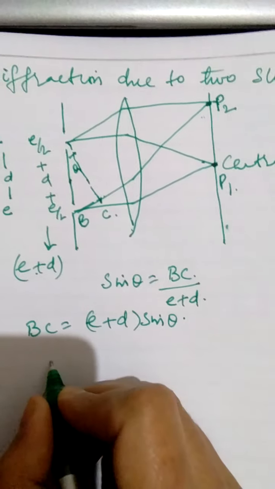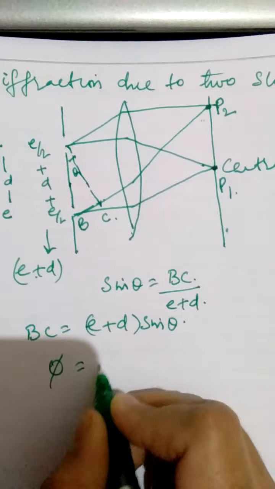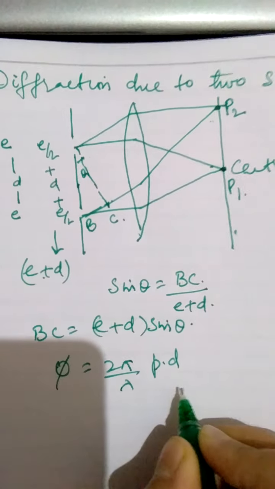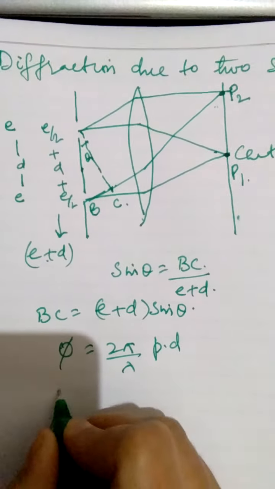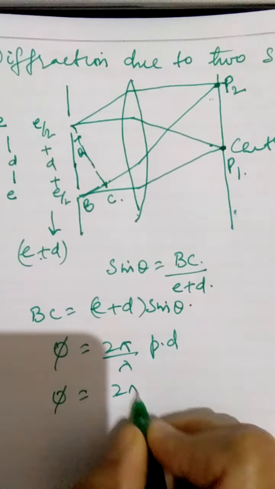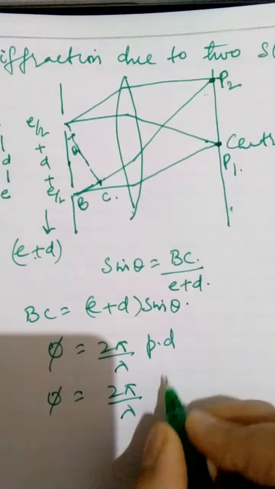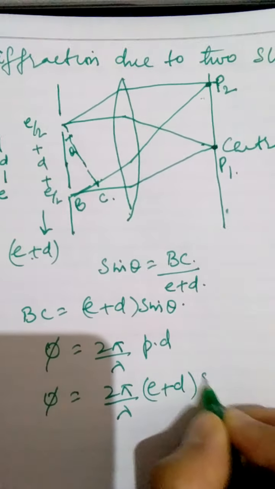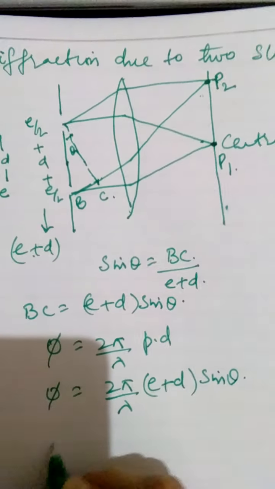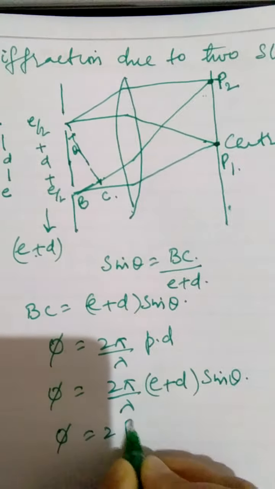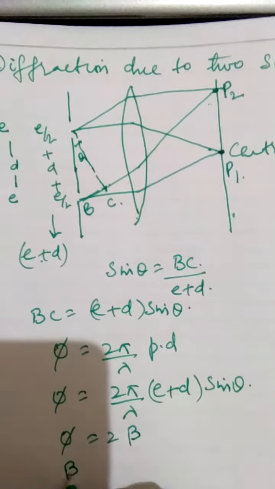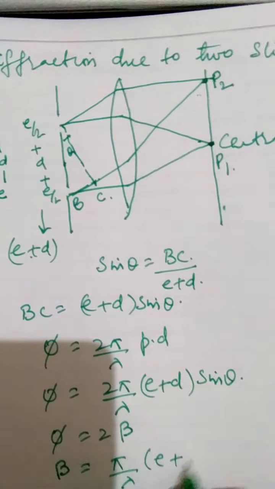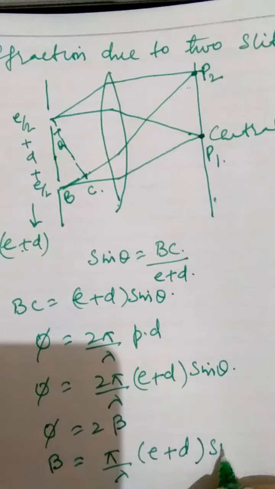Now we know that the consequent phase difference phi is given by 2 pi by lambda times the path difference. You know it, you have already done this many times. So the phase difference will be 2 pi by lambda, and what is the path difference? It is (e plus d) sin theta. We can also write it as phi is equal to 2 beta, wherein we have put the factor beta equal to pi by lambda times (e plus d) sin theta.